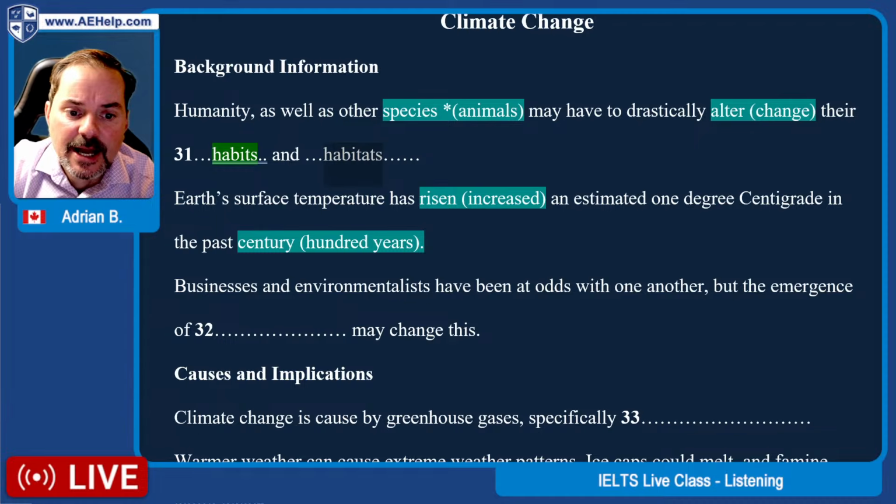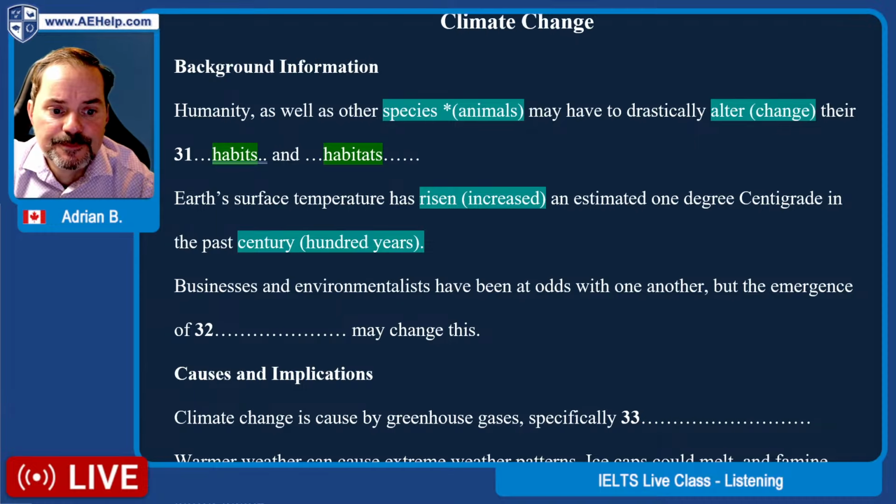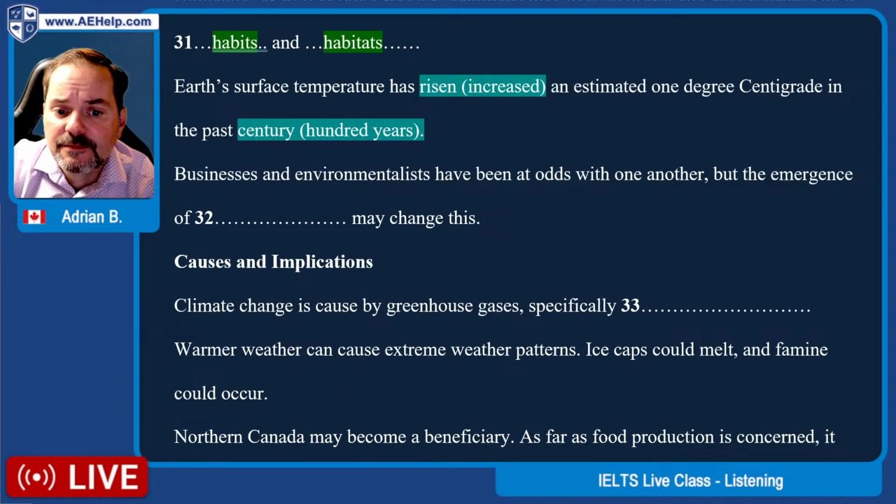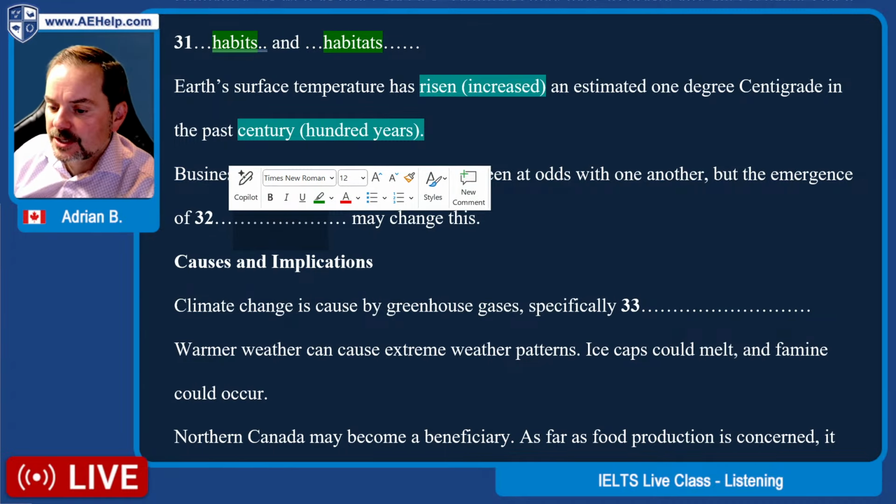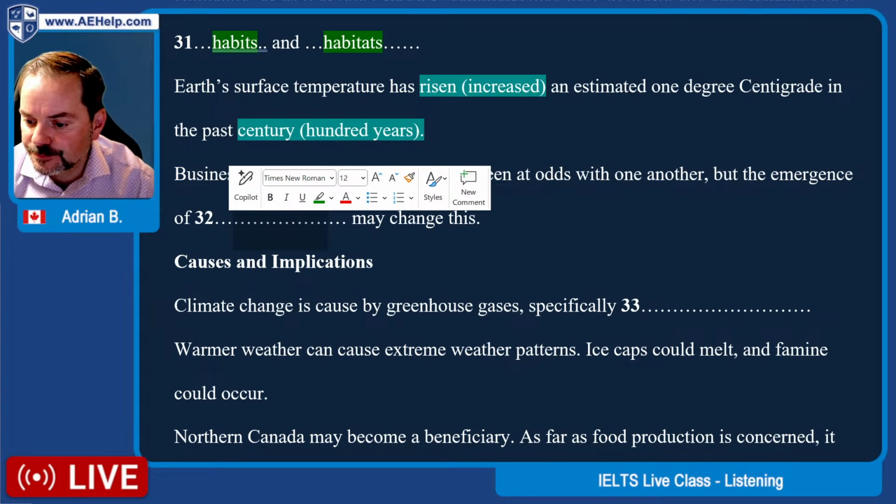Habits, habitats. Okay. Businesses and environmentalists have been adversaries. They don't say have been at odds. They say have been adversaries with one another. But the emergence of what? It was two words here. Anybody get that?